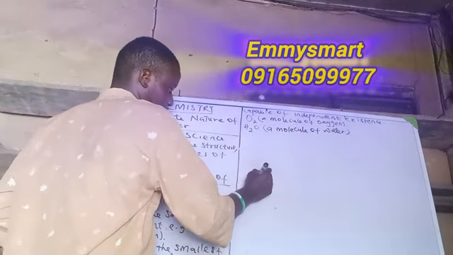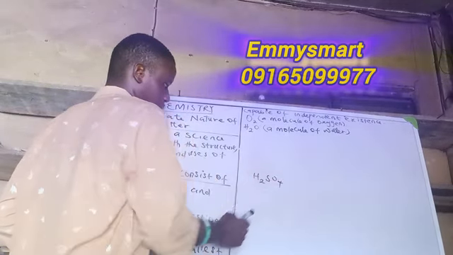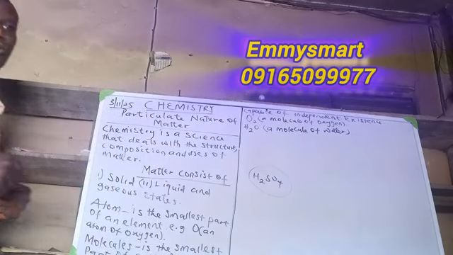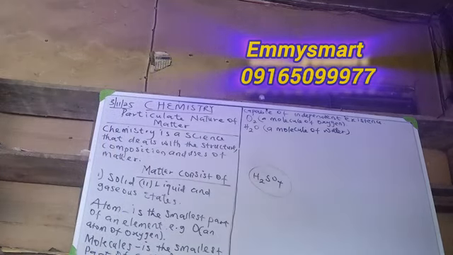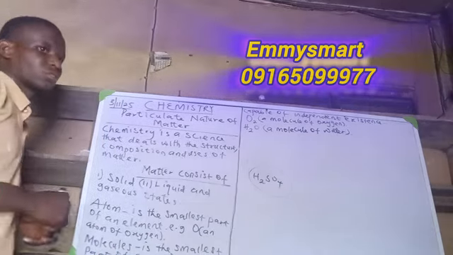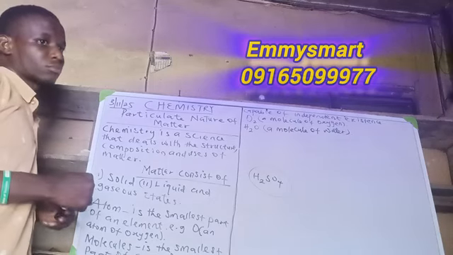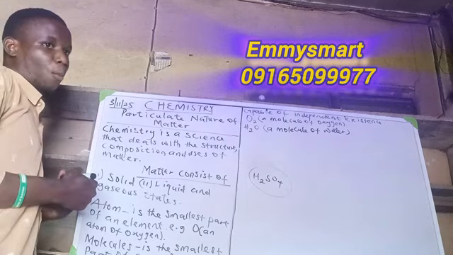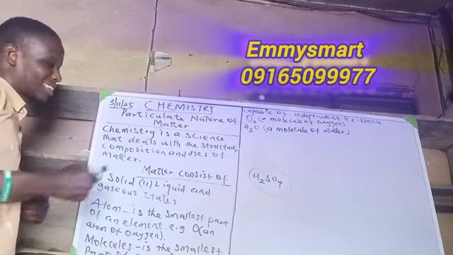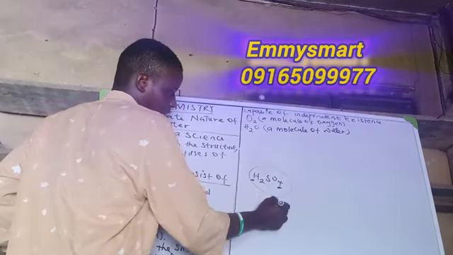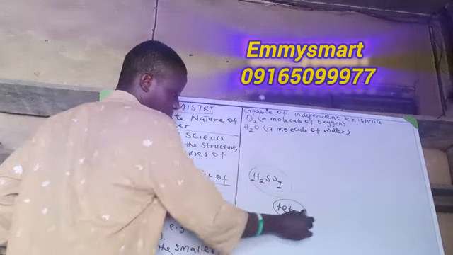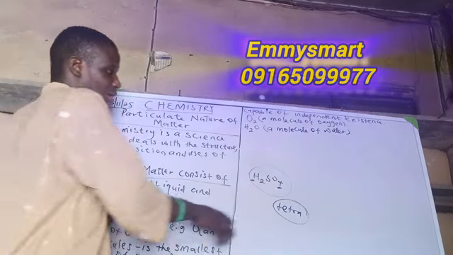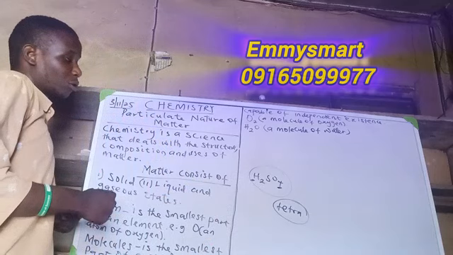So if I have H2SO4 this way, this is a compound, right? How do you call this compound? Hydrogen tetra. Tetra is what? 4. Hydrogen tetraoxosulfate 6. Okay, VI. Okay.